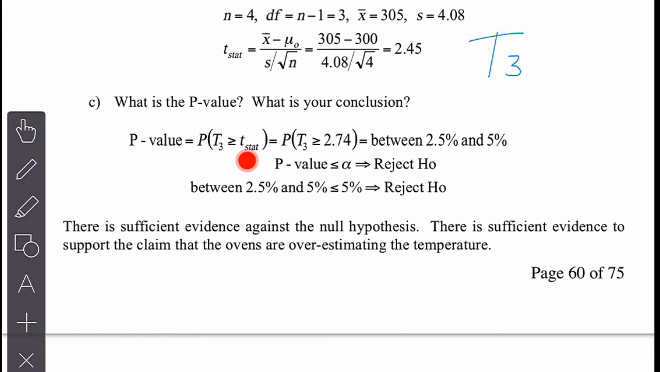Oh, I have different numbers here. Now I have to check. What did I do? I think I just transcribed the wrong number, but let me check. 305 happens to be the mean. Is that correct? 305 minus 300 divided by 4.08.